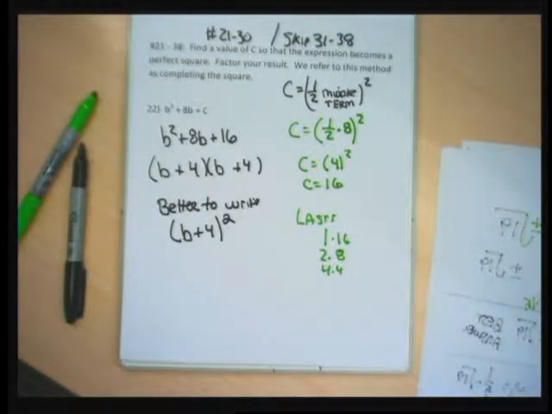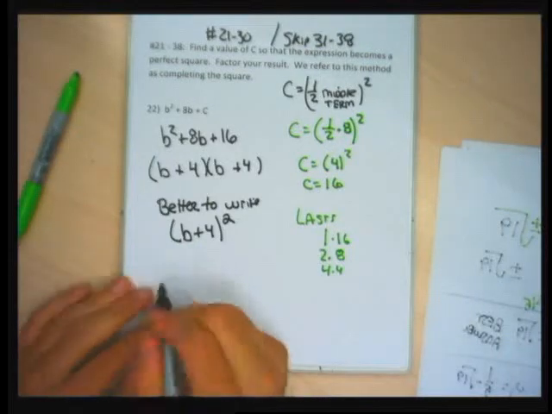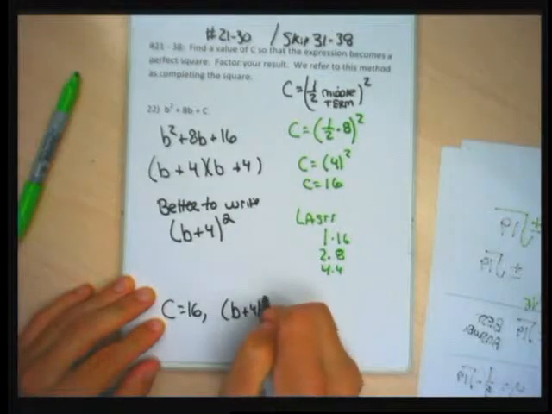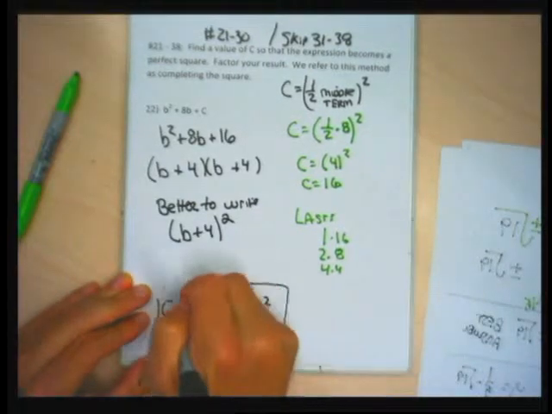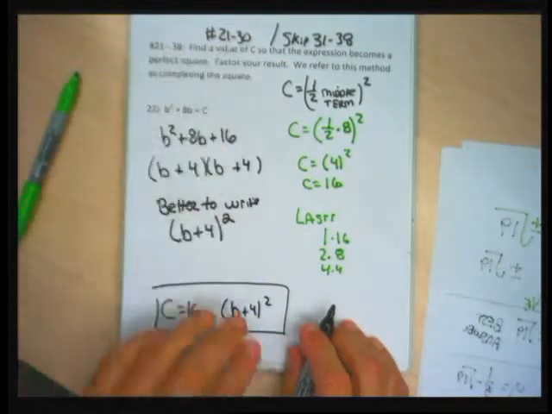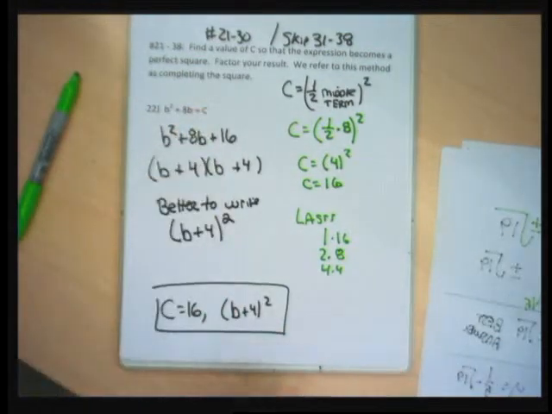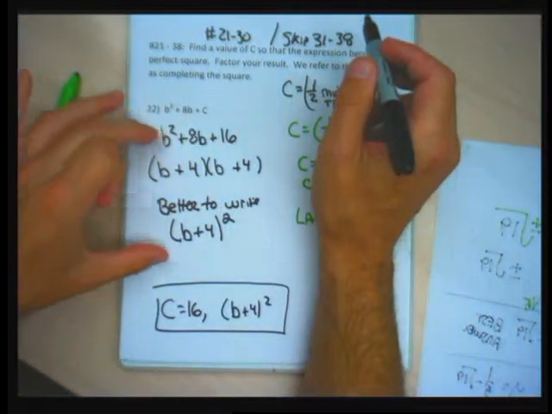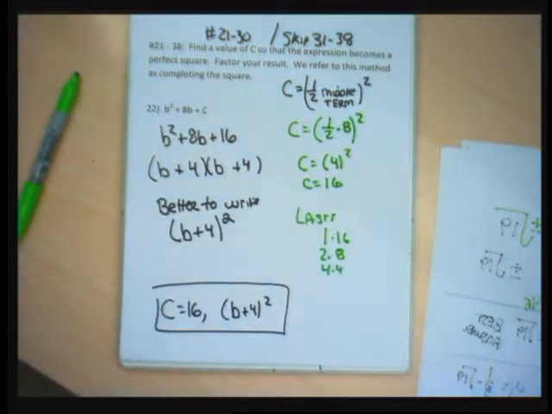So in terms of writing an answer, I might say c equals 16, comma, b plus 4 squared, because I found my value of c and I factored the result after I changed the c to that number. So I'm going to do 24, 26, 28, and 30. And then this skill is going to come back in the bottom group of problems. Like I said, nothing between 21 and 30 is going to make its way directly on the test, but this skill is going to come up in the last group of problems in this section.